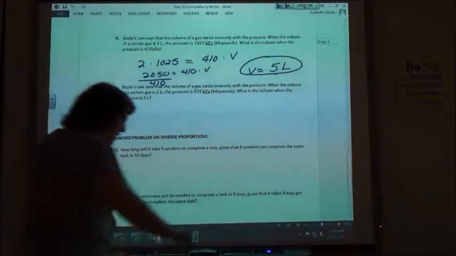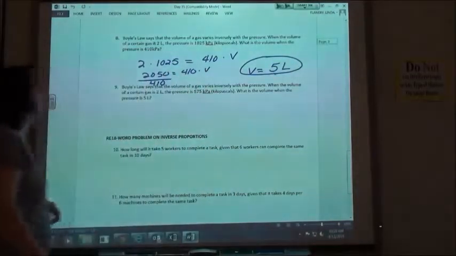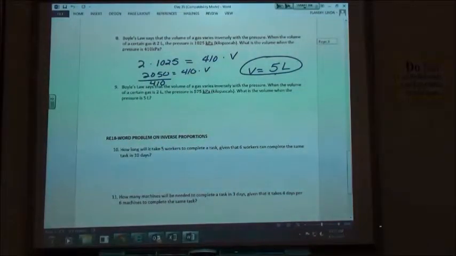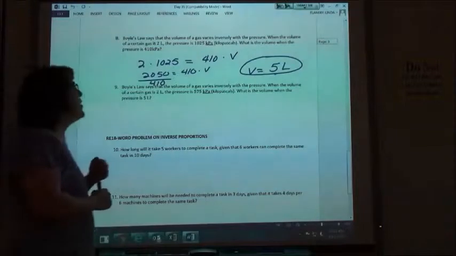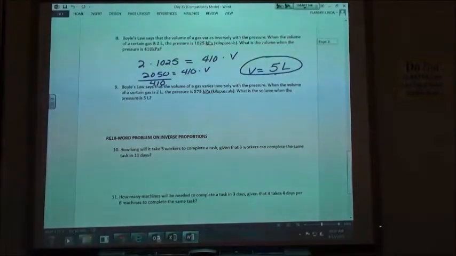We have Boyle's law again because they like to use that one. It's a good one from science class. Boyle's law says the volume of gas varies inversely with the pressure. When the volume of a certain gas is 2 liters, the pressure is 575 kilopascals. What is the volume when the pressure is 5 liters? So how would we set that one up?